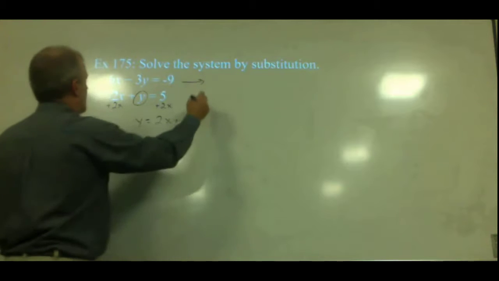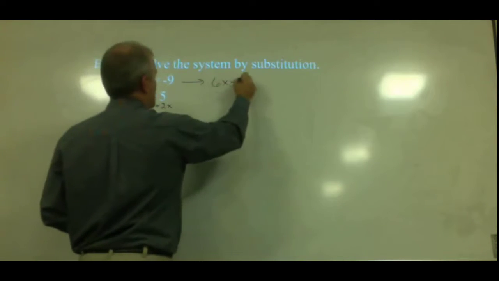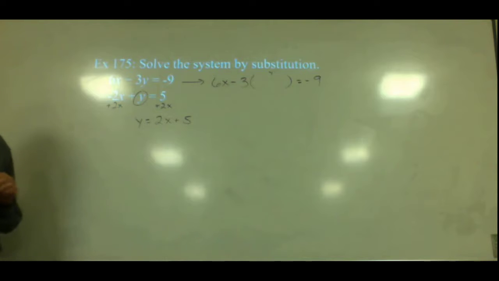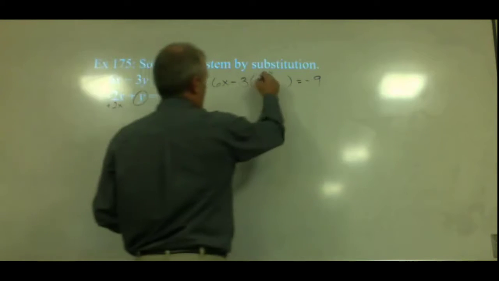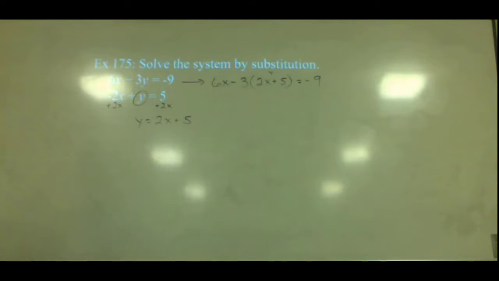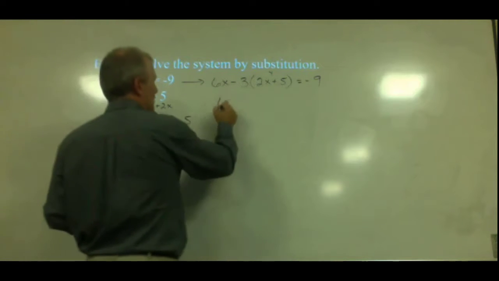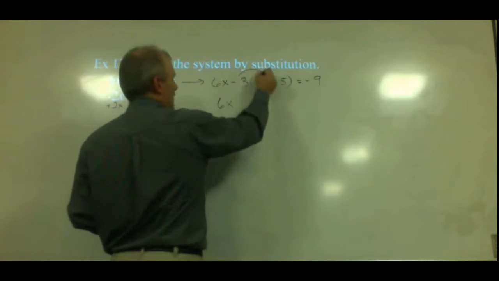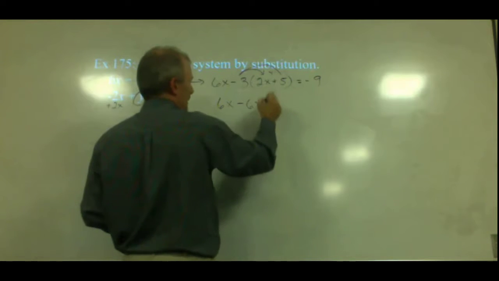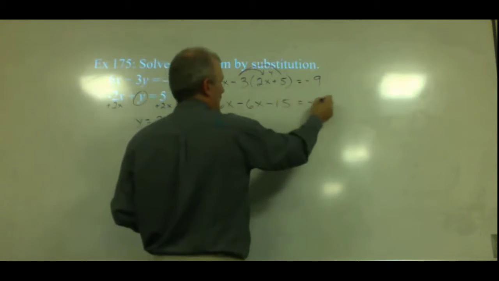Then we're going to go to that other equation, 6x minus 3 times y equals -9. And what are we going to replace the y with? 2x plus 5. And then what have we been doing every time after we substitute? Distribute, if we need to, and we do need to. So 6x, distribute the -3 to the 2x, we're going to get -6x. -3 to the 5 gives us -15, and -9.